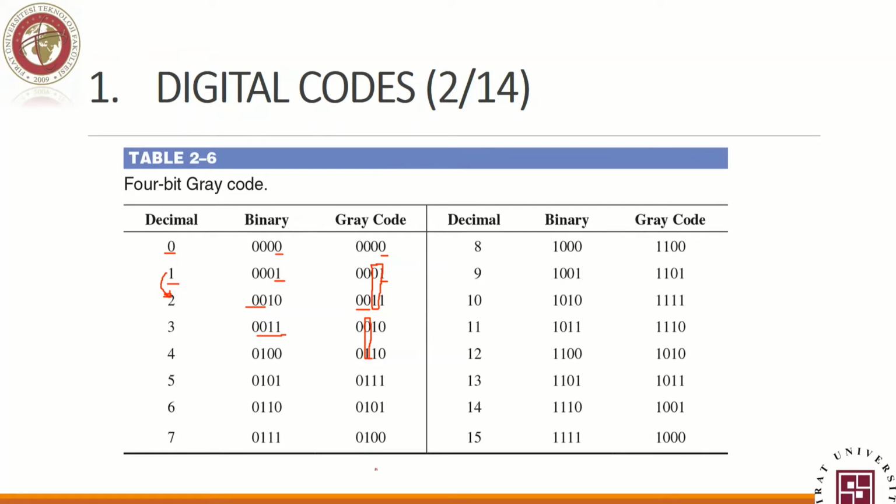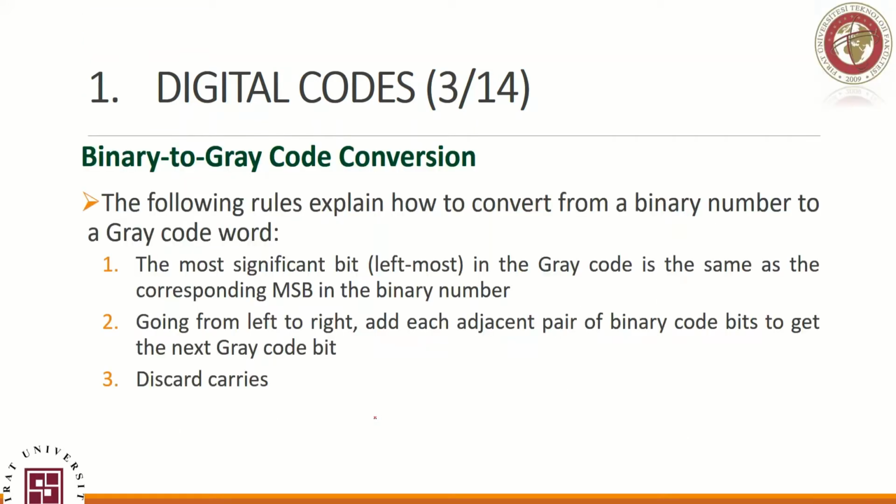Let's move on and see how I can convert a binary code to a gray code. This is extremely easy. You have a binary code, start from the leftmost or the most significant bit, the MSB. Take the MSB of the binary code, and it will be your first number from left to right of your gray code.